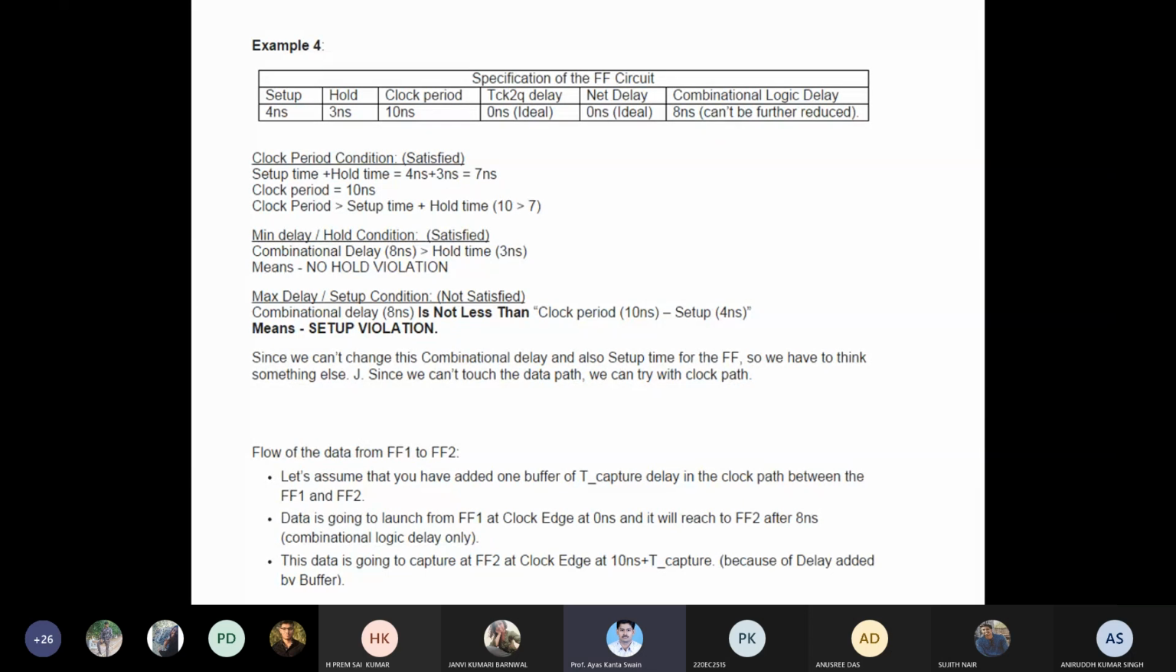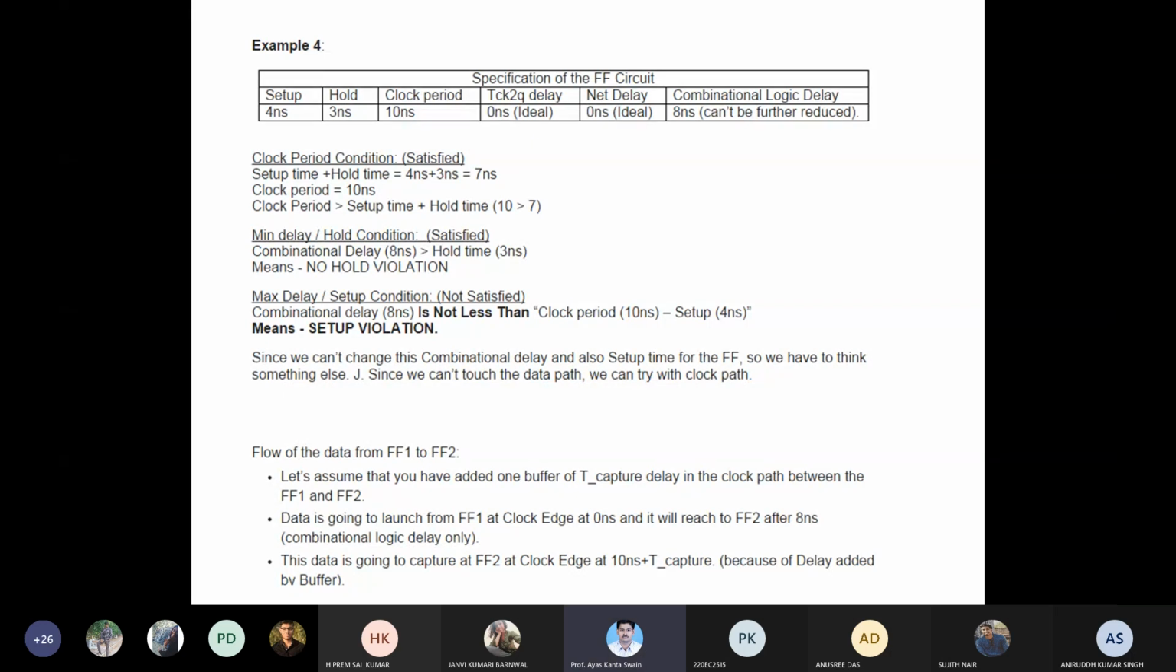Then third is the setup condition, in which we have to observe the combinational delay maximum value, which should be less than the clock period 10 nanosecond minus the setup time 4 nanosecond. So now you see 8 nanosecond is not less than 6 nanosecond. So here there is a negative slack issue coming. So that's why there is a setup violation here. Okay.